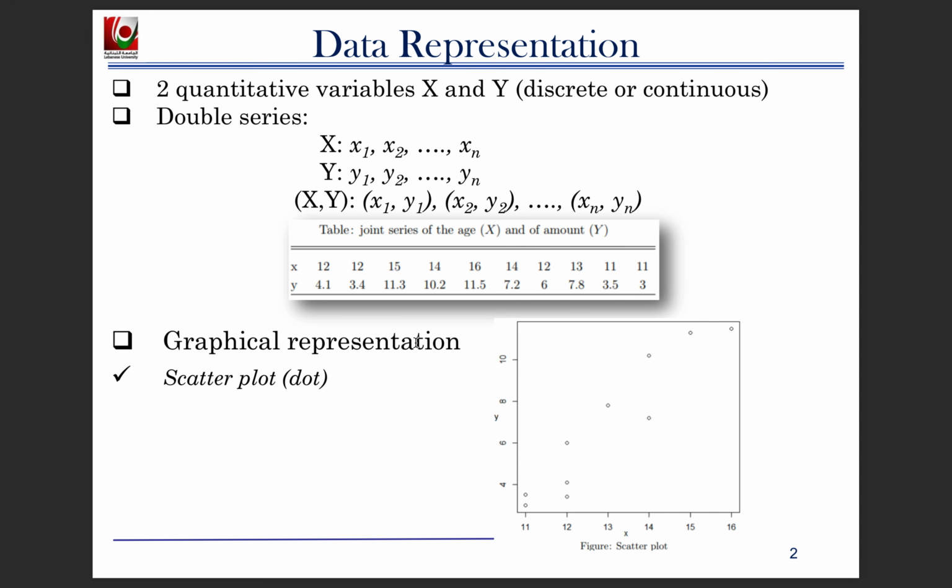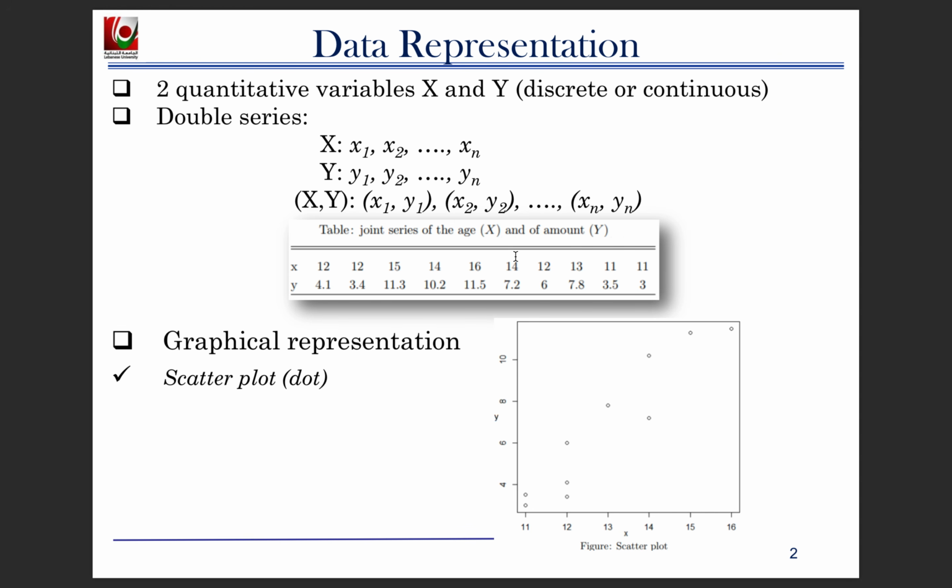Now, representing graphically the two variables. Graphically we draw something called a scatter plot. On the y axis I put y, and on the x axis I put x. To make the difference between x and y, in general x is the independent variable and y is the dependent variable. That means x is the one that affects y, so we study the relation of y in terms of x, and sometimes we can study the relation of x in terms of y.